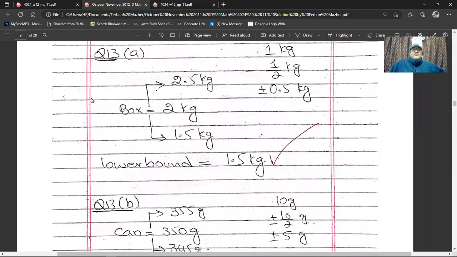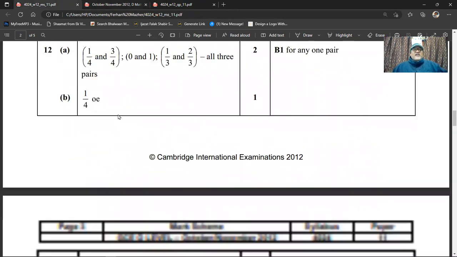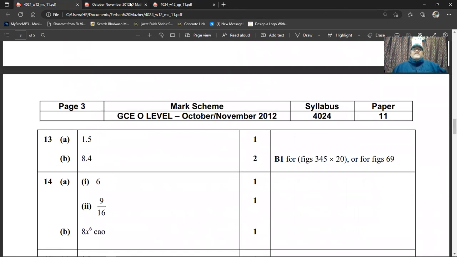Let me show you. The thing was correct to 1 kg, so 1 kg divided by 2, you get 0.5 kg. If you add that to 2 kg, you get 2.5 kg, that's the upper bound of the mass of the box. And when you subtract 0.5 kg from 2, you get 1.5 kg, that's the lower bound of the mass of the box. Their question is, what is the lower bound of the mass of the box? So that is 1.5 kg. This is how this is done. Let's check question number 13, A part: 1.5. 1.5 is the right answer, sir.